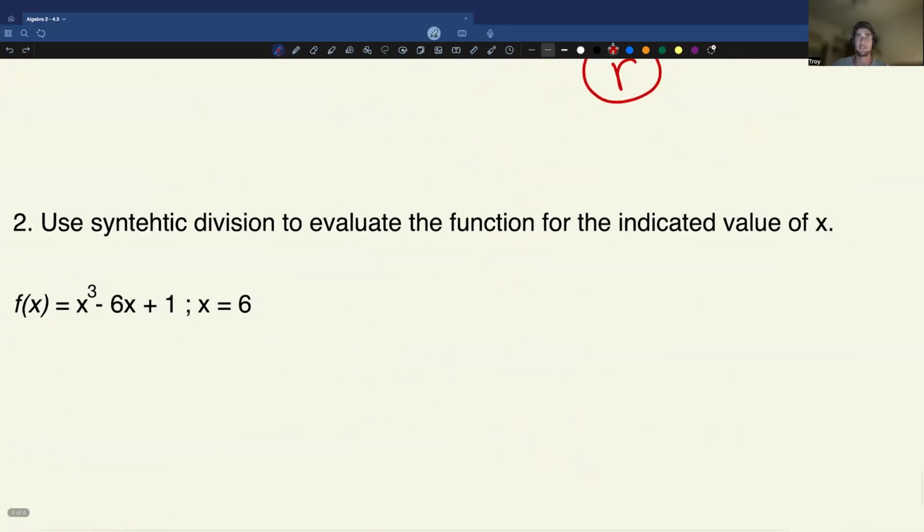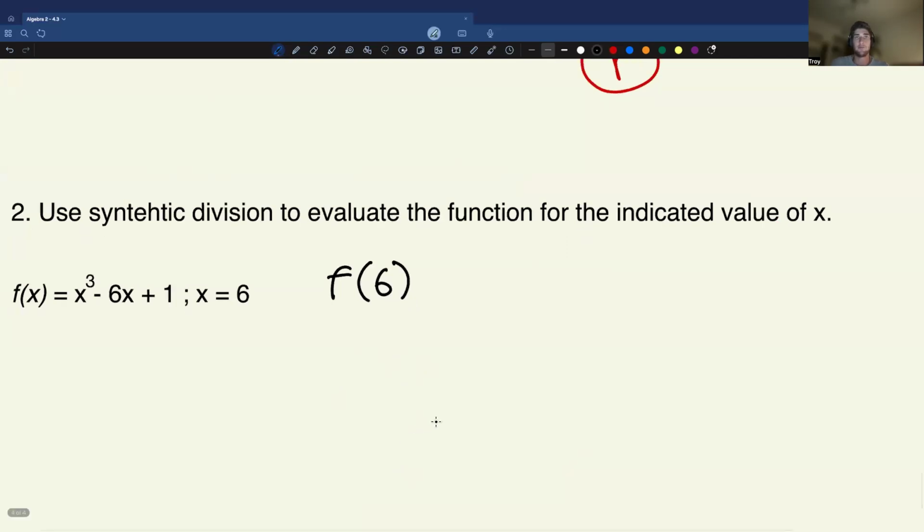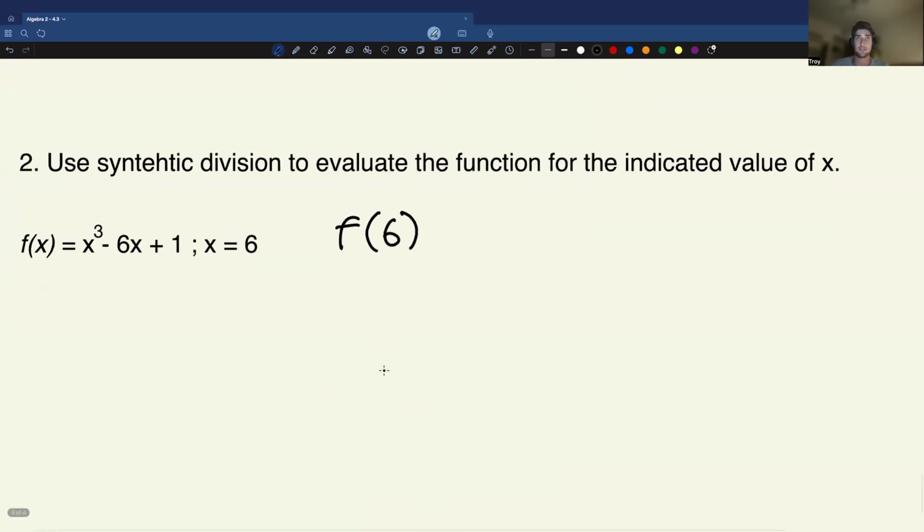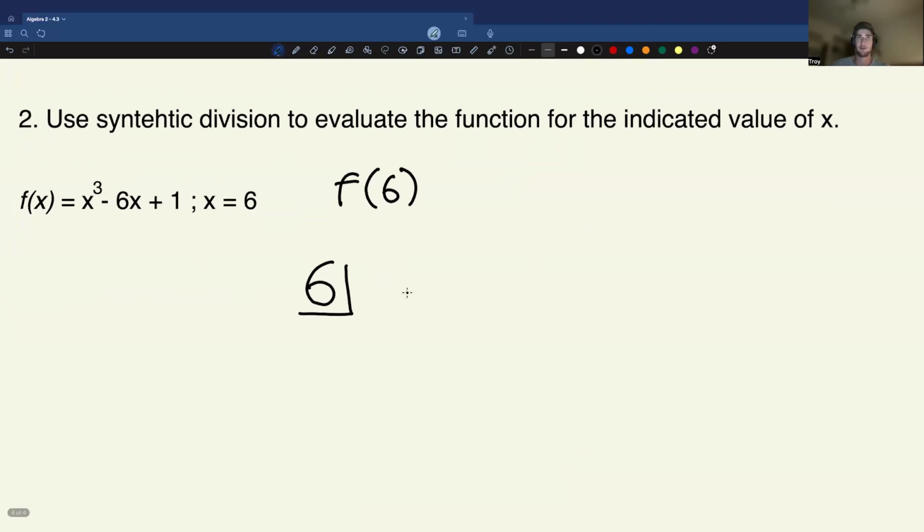So you might see problems like this that say, use synthetic division to evaluate the function for the indicated value of x. So x equals 6 for this specific function. So we're being asked, what is f of 6? This is one where you might say, that seems easier to just plug in, but you still need to use exponents. So with synthetic division, we know the 6 goes in there. I can write out my coefficients: 1, notice I need to skip an x squared term, so 0, -6, 1.